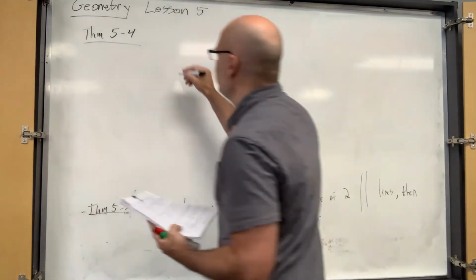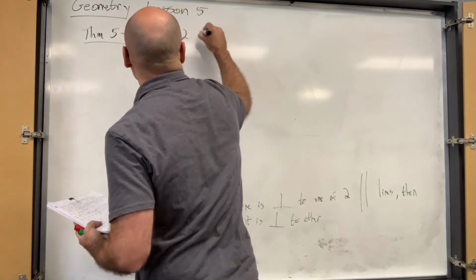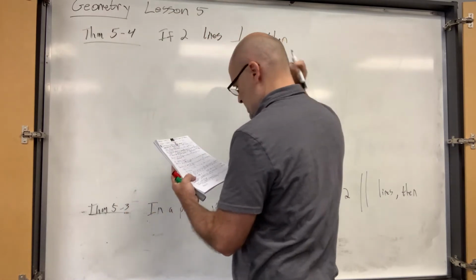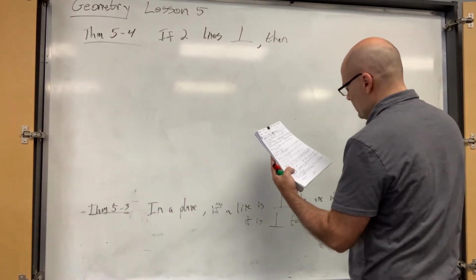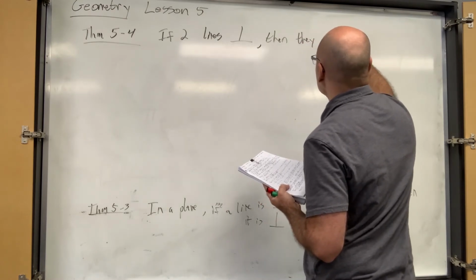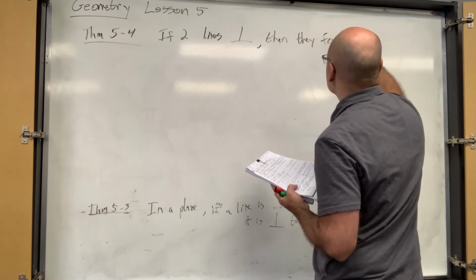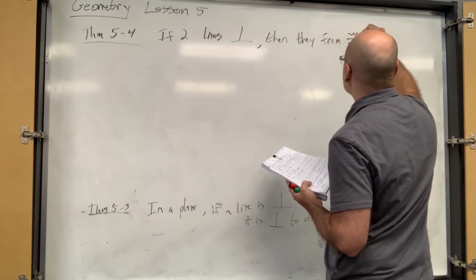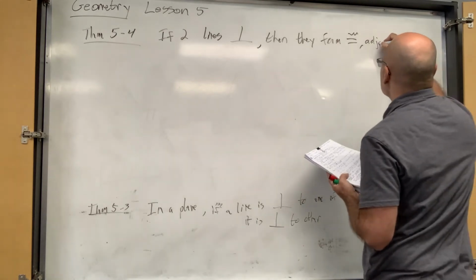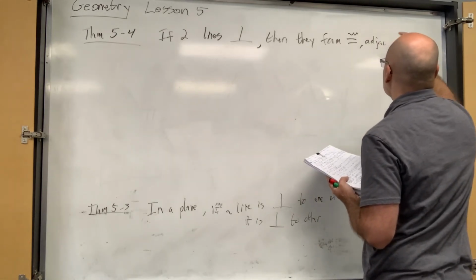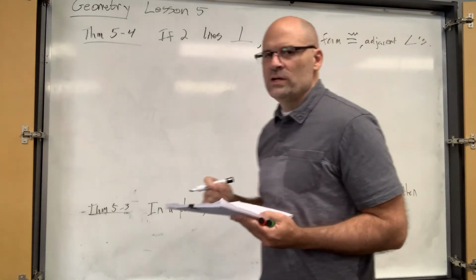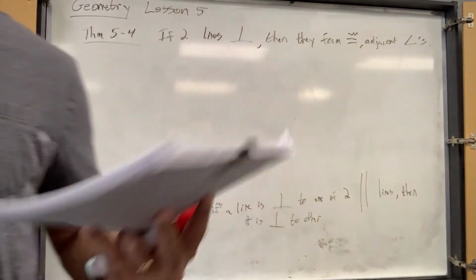5-4. If two lines are perpendicular, then they form congruent adjacent angles. What's congruent mean? Yeah, I mean they're the same measure. Adjacent. What does adjacent mean? I don't think we've talked about that. Next to? Yep. So your adjacent neighbor is the one next to you.